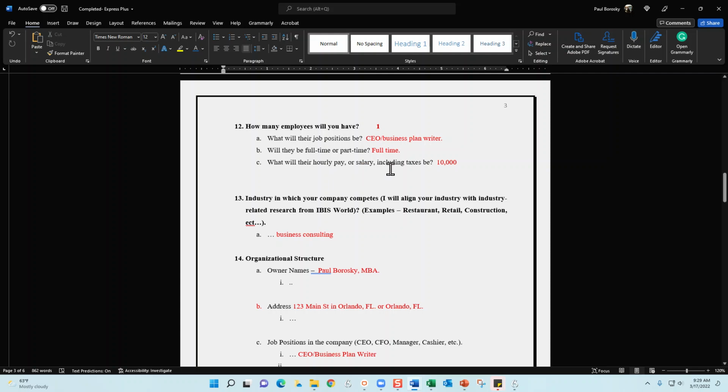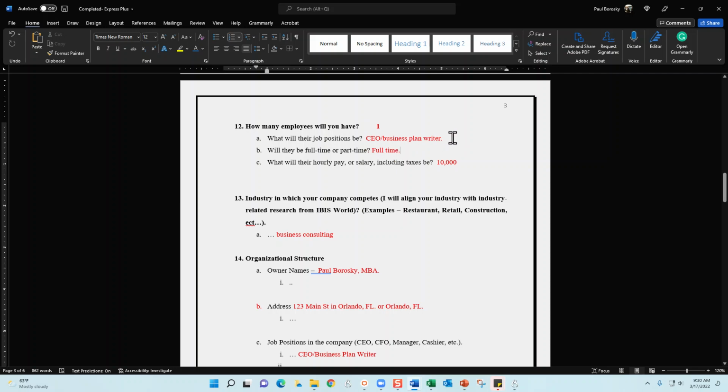And then also the positions: CEO/business plan writer, and then whether it's full or part-time. So if you have 4 employees, just list 4 employees here, and then list your job positions. It might be CEO, cashier, server, and chef. Whatever the job positions are, just list them there. And then full-time or part-time.